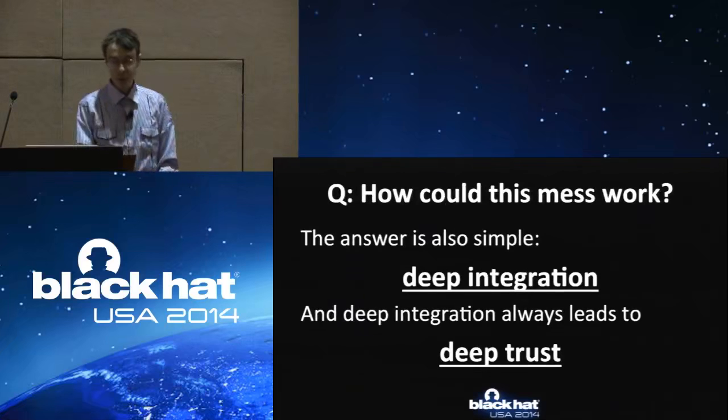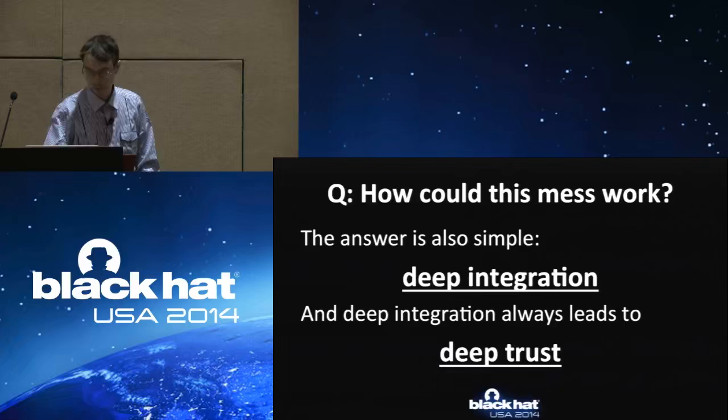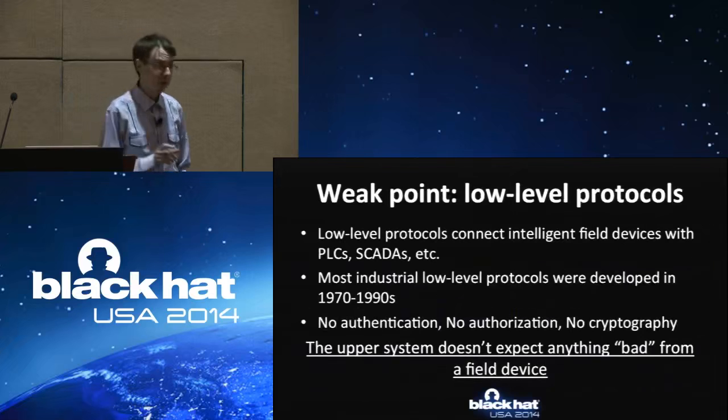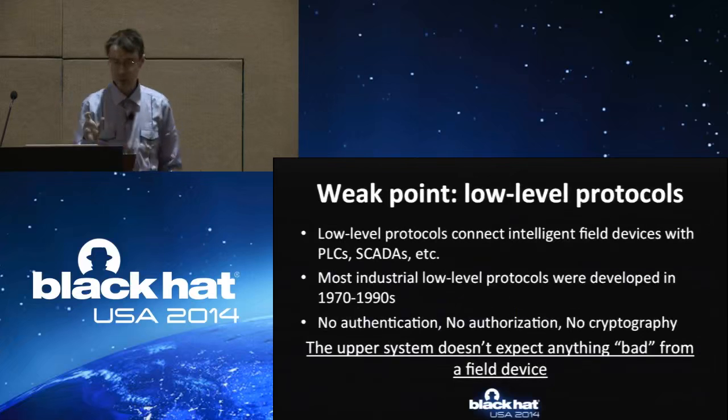Another question you can ask right now: how can this dirty mess of multiple layers of hardware, multiple software systems, and a mess of technologies work at all? The answer is simple, deep integration. And as you may know, deep integration always leads to deep trust. The weakest point of such infrastructure is a set of low-level industrial protocols that flow in the industrial buses.